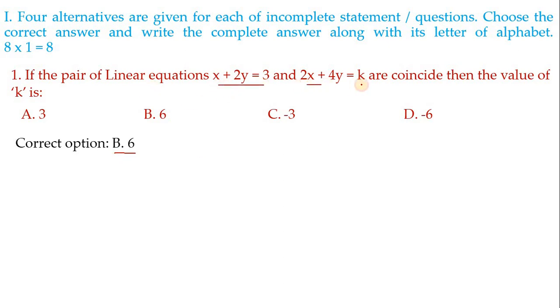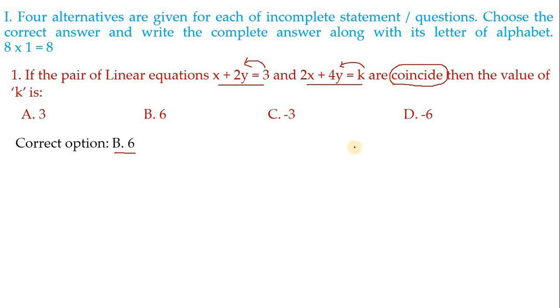Look at the given equations. Both the equations are not in standard form. This 3 you have to transfer to this side, it will become -3. k transfer to this side, it will become -k. And they are saying these 2 equations coincide. Coincide means the ratios a1 by a2 is equal to b1 by b2 is equal to c1 by c2. We have to solve on the basis of that condition.